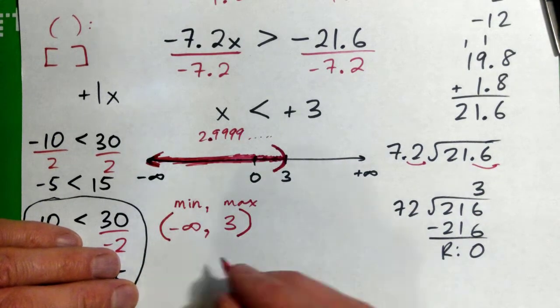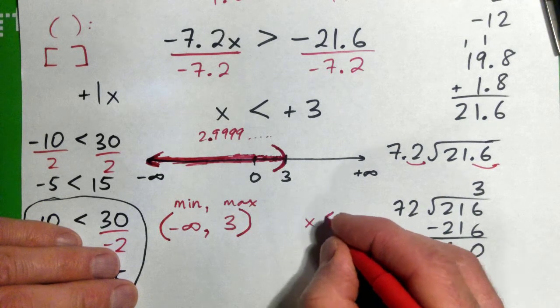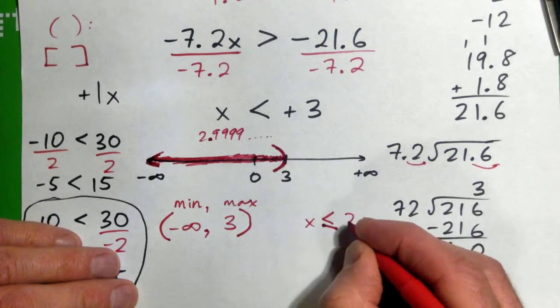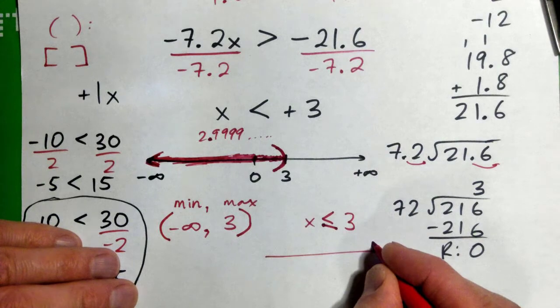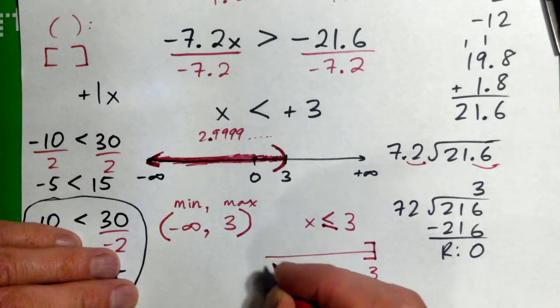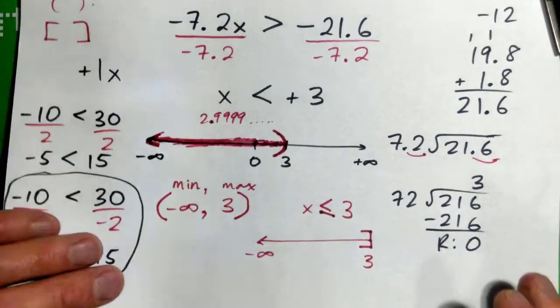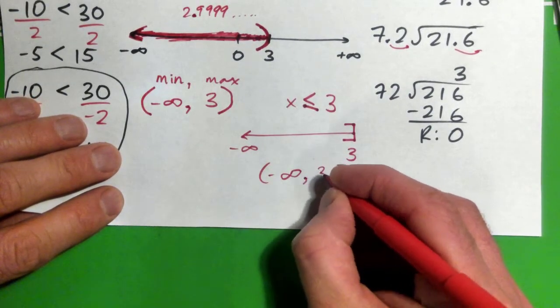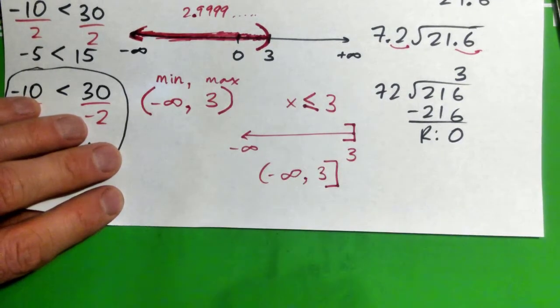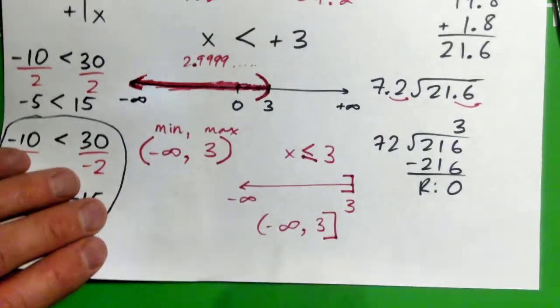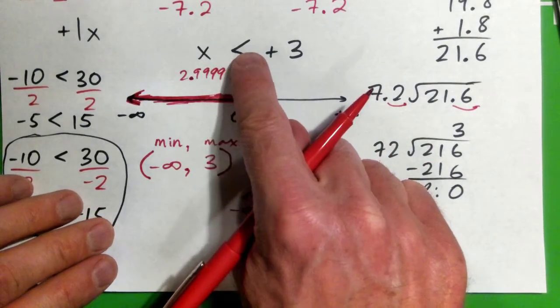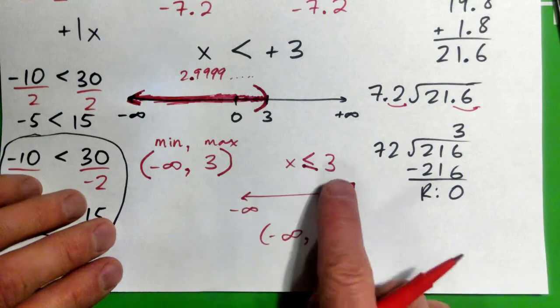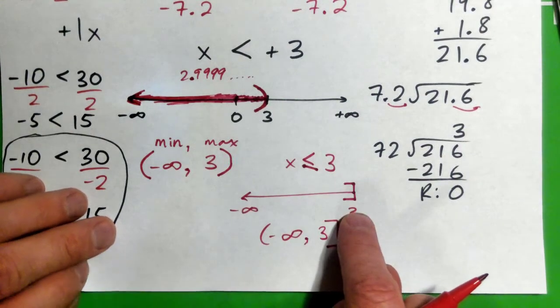And just for fun, if it was in fact x less than or equal to 3, it would look like this. Square bracket on the 3 all the way to negative infinity. And the interval would look like this: negative infinity, comma, 3 with a square bracket. Got that? So because it's just less than, we use parenthesis, but when it's less than or equal to, we use the square bracket. Good?